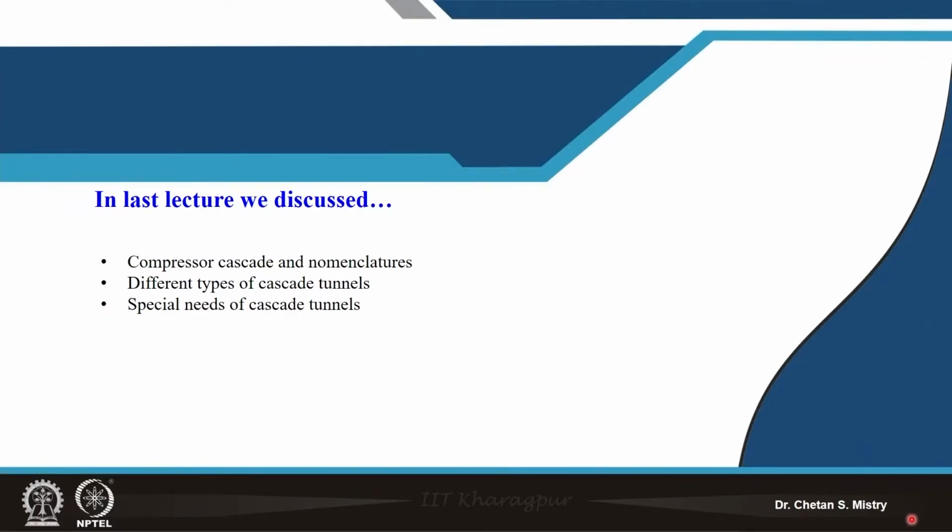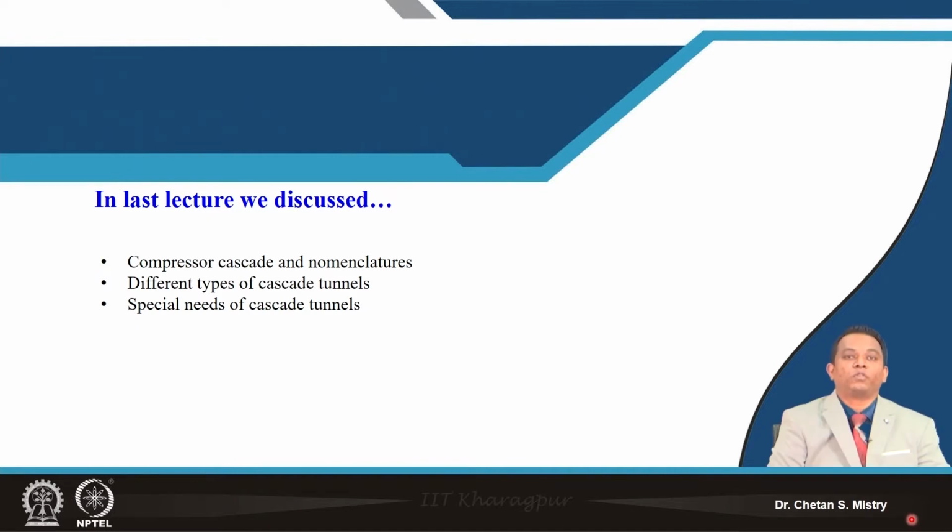So in the last lecture we started discussing the compressor cascade and various nomenclatures, and we realized what we have learned from our fundamentals, that's what we were discussing about the air angles. We are more interested in reality, so we have introduced other angles, known as incidence angle, deviation angle, camber angle, and stagger angle.